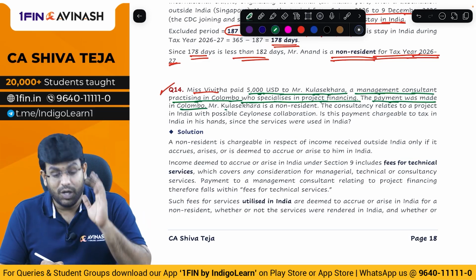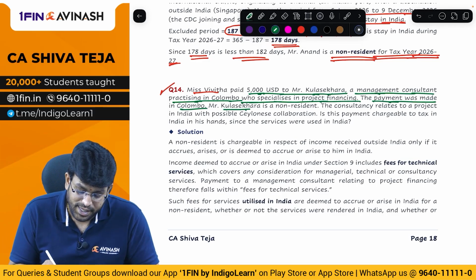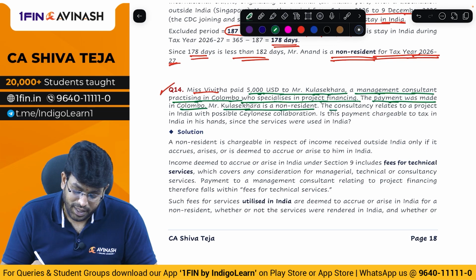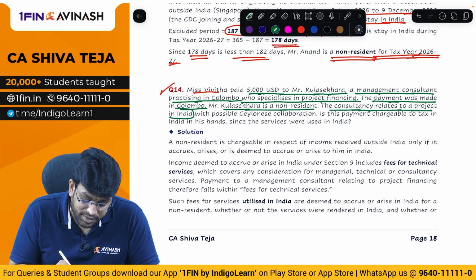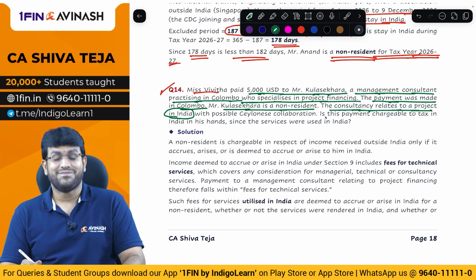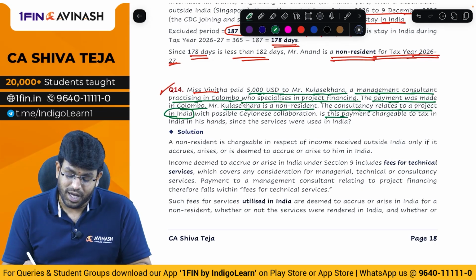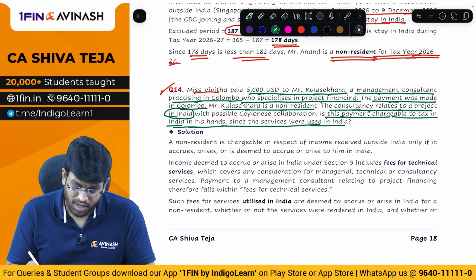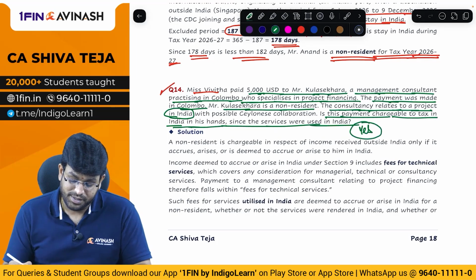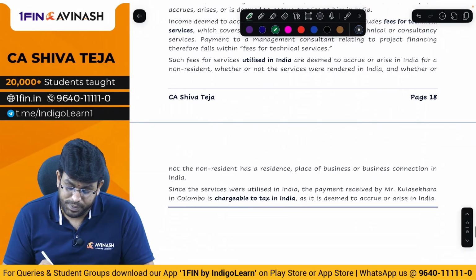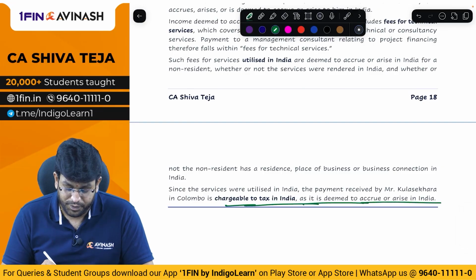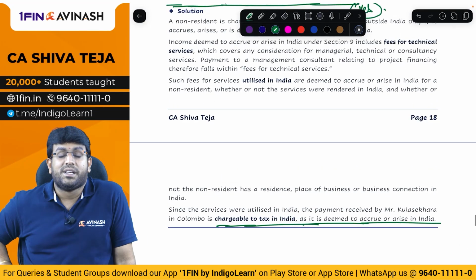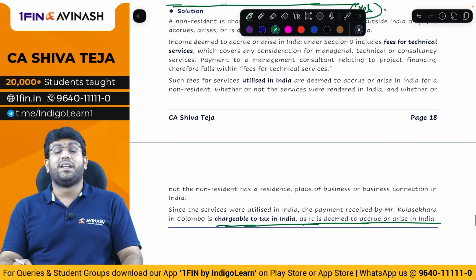Where is the payment made? Colombo. Kulashekara is a non-resident. The consultancy relates to a project in India. There ends the story. Is this payment chargeable to tax in India in his hands, since the services were used in India? 100% the answer is yes. Since it is related to business in India, it will definitely be taxable, and the income is deemed to accrue or arise in India.